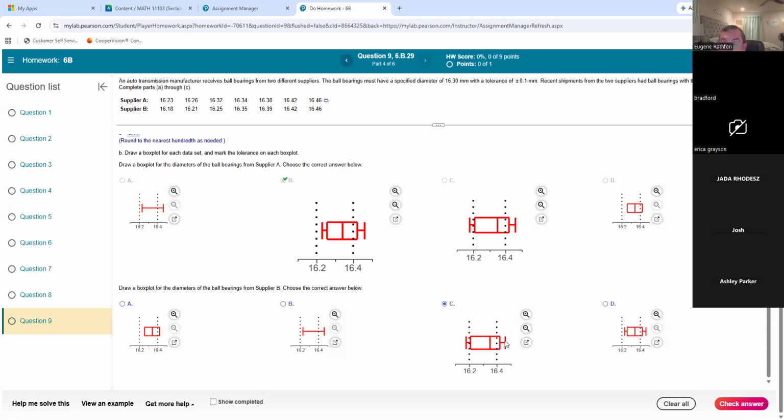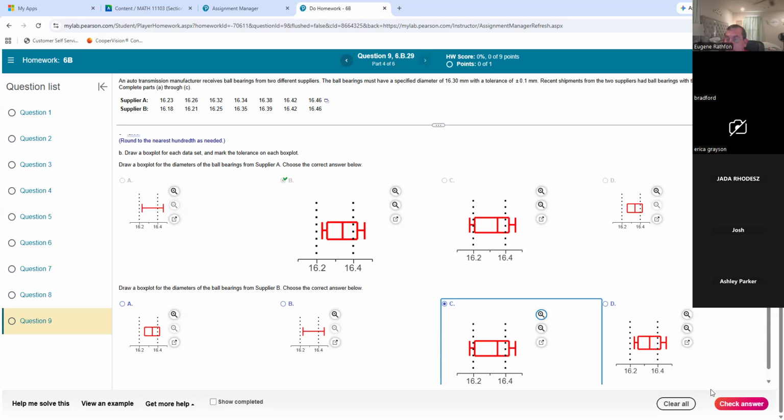My high value was 16.46, which would be to the right of the 16.4. Also, my upper quartile was 16.42, so it should also be higher than the 16.4. Now, if you look at D, that low value is to the right of 16.2. Well, our low value had to be to the left of 16.2. So the only one that works for us is C.